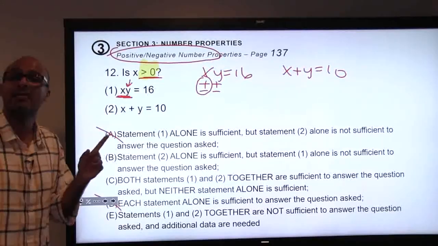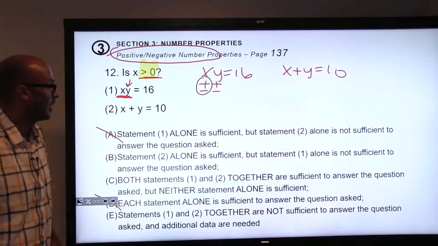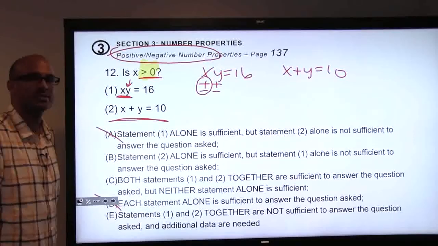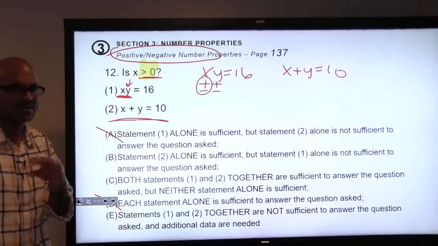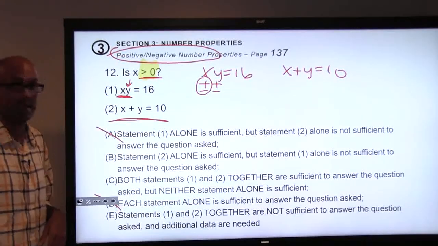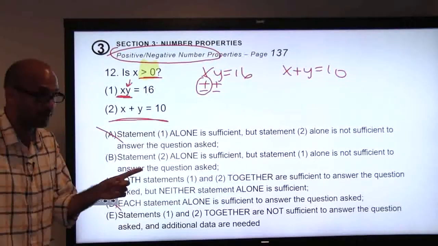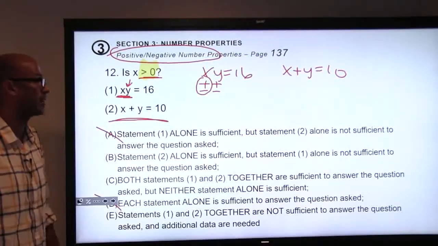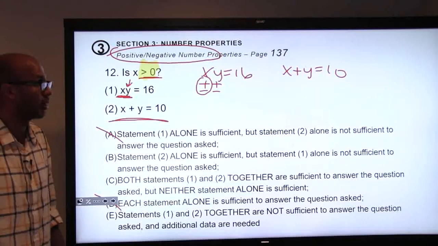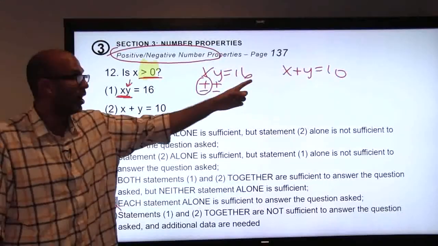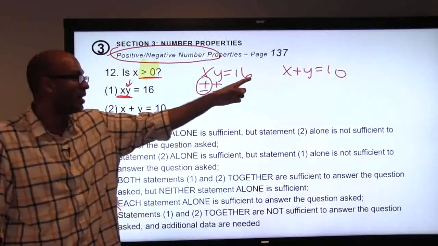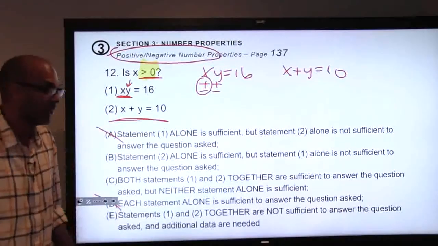Now take a look at statement number 2 here. It says X plus Y equals 10. And yeah, no, Domingo, they don't have to be, be careful, George, it can't be 0, and Domingo, no, they definitely don't have to be different. Don't assume anything.